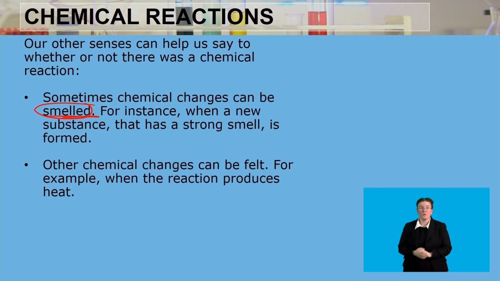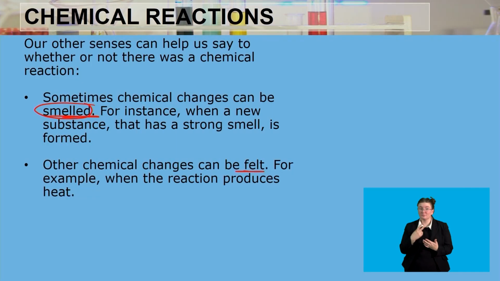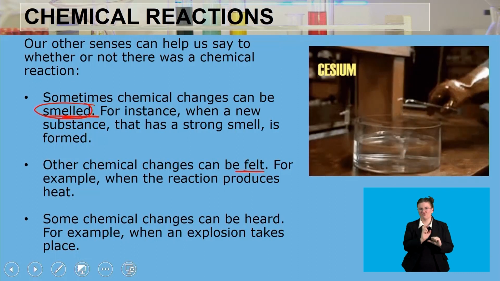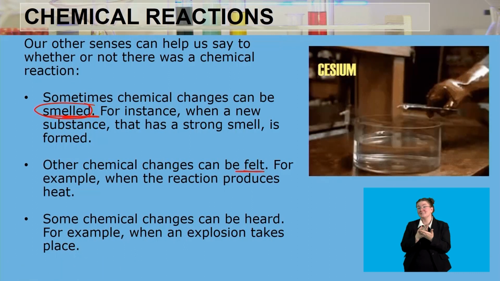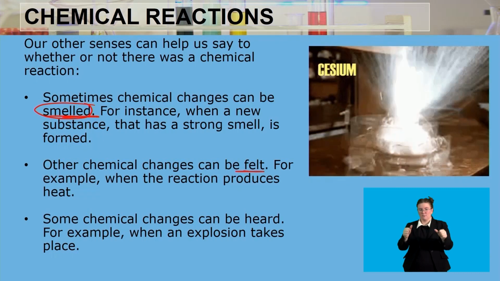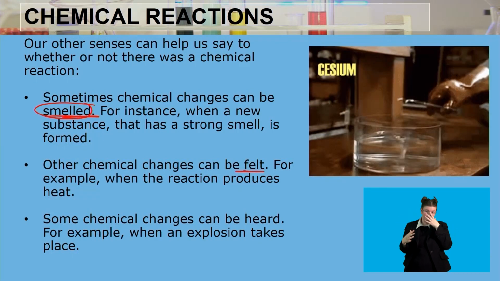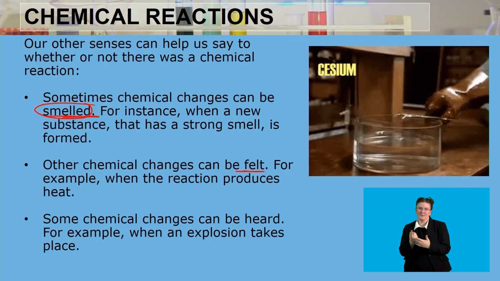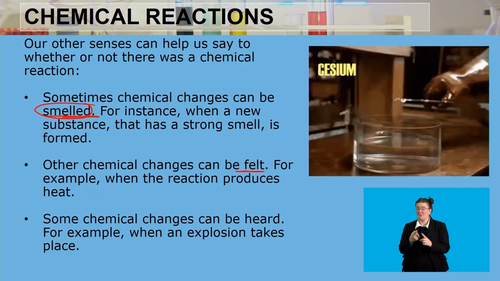Also, other chemical changes can be felt. For example, when a reaction produces heat, when you're mixing two substances and there's heat being produced, you can feel the heat, and therefore we can safely say that a chemical reaction has taken place. And lastly, some chemical changes can be heard. For example, when an explosion takes place. As we can see from the picture here, when we mix the cesium with the liquid, there's an explosion that can be heard even from a distance, right?